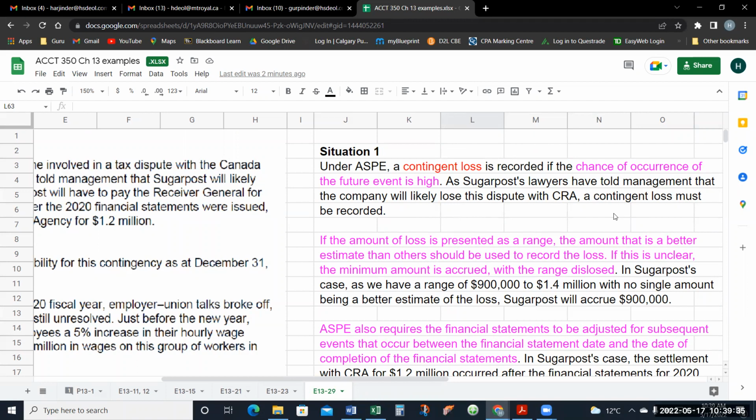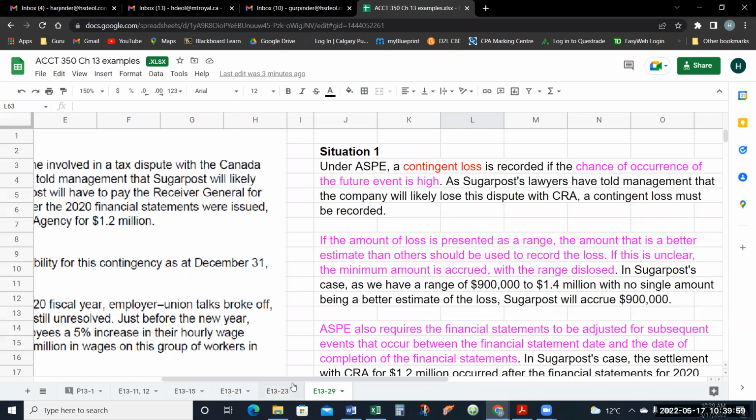Now, how do you record the contingent loss? You debit contingent loss, credit a contingent liability, right? That's basically what you do. Or you can use different names, right? You can use maybe litigation loss for the debit, and set up a litigation liability or provision for tax liability, etc. Right? Different names can be used.